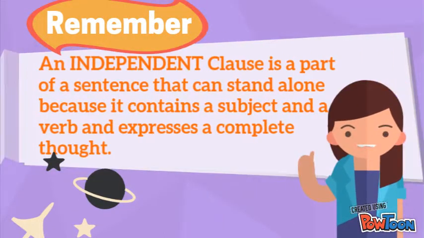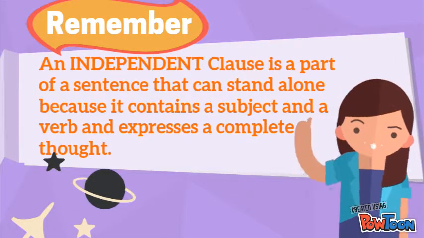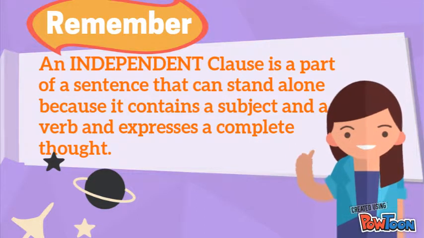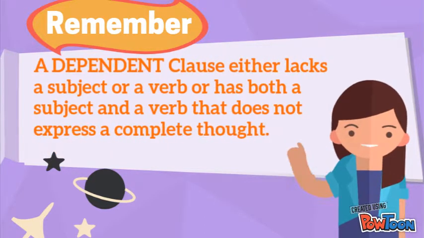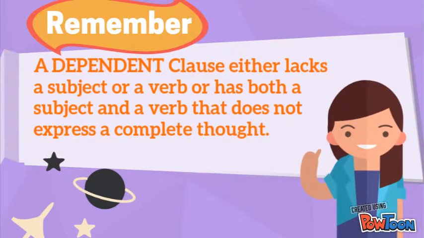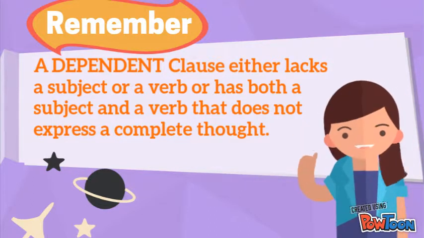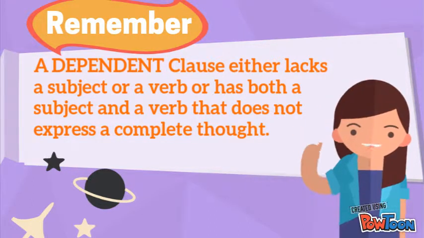Remember, an independent clause is a part of a sentence that can stand alone because it contains a subject and a verb and expresses a complete thought. A dependent clause either lacks a subject or a verb, or has both a subject and a verb that do not express a complete thought.